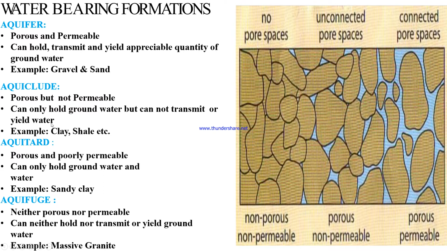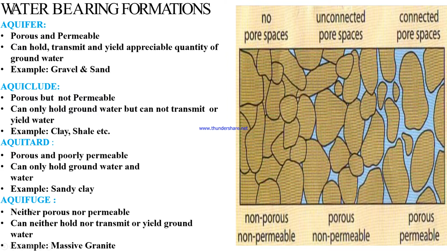But aquiclude is like clay. It will have more pores, but less interconnectivity between the pores. That is known as a clay. Aquitard is sandy clay. It is somewhat permeable and somewhat acts as an aquiclude. Sometimes it can act as a leaky aquifer also.